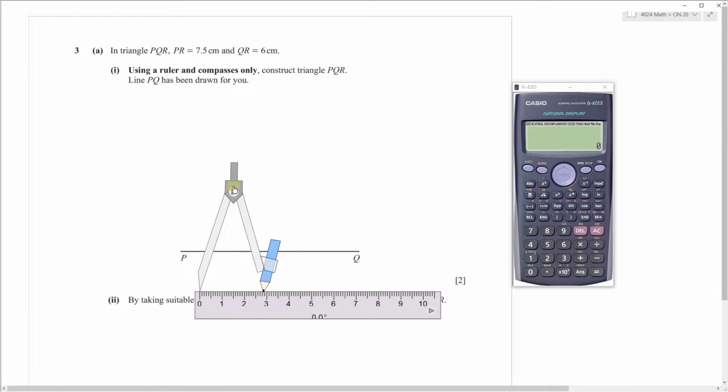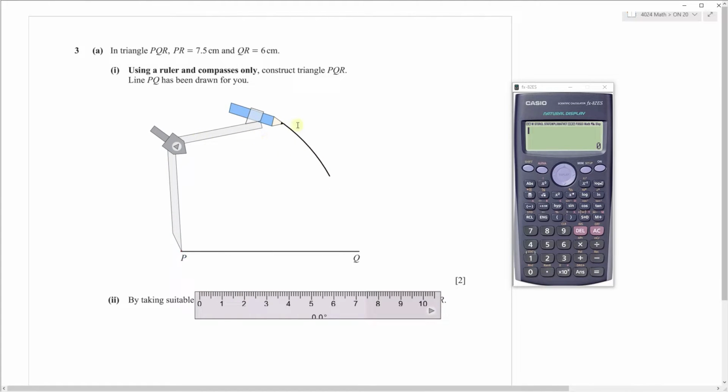So I'll place my compass at 0 here and open up until 7.5 centimeters, which is this value here. And then I'll place my compass at point P and draw an arc like this. And then the other one is QR, which is 6 centimeters. So again, now I will open up my compass until 6 centimeters, so moving it back up till 6 centimeters is roundabout here.